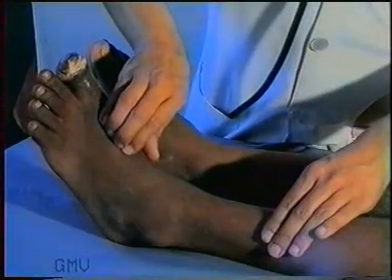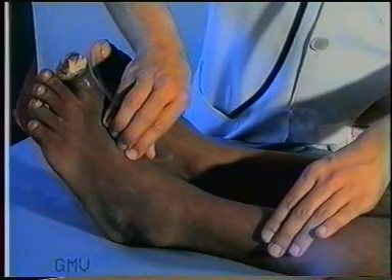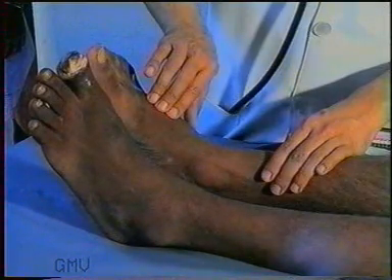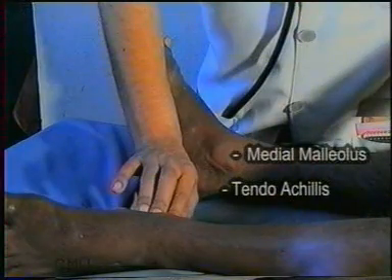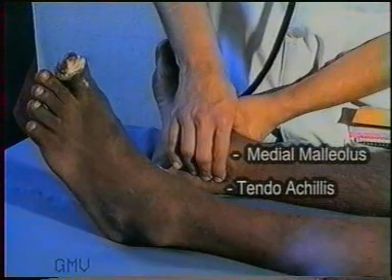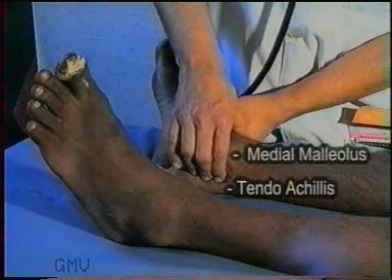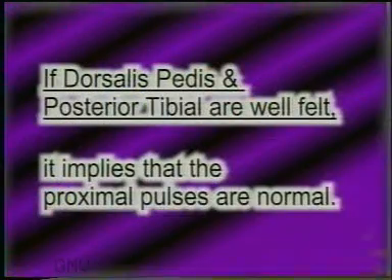Then palpate the dorsalis pedis artery at the proximal end of the first metatarsal space, just lateral to the tendon of extensor hallucis longus, against the navicular and middle cuneiform bones. Palpate the posterior tibial artery midway between medial malleolus and tendo Achilles against the calcaneum, keeping the foot dorsiflexed and inverted. If dorsalis pedis and posterior tibial are well felt and normal, it implies that the proximal pulses are bound to be normal.